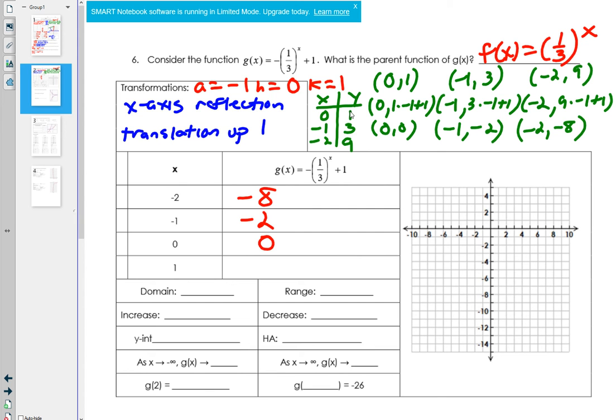Ingrid, where's my asymptote going to be? At where? Good. And then 0, 0, -1, -2, -2, -8. Connect the dots.